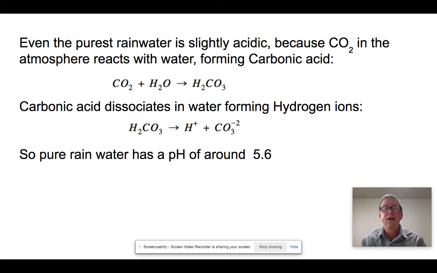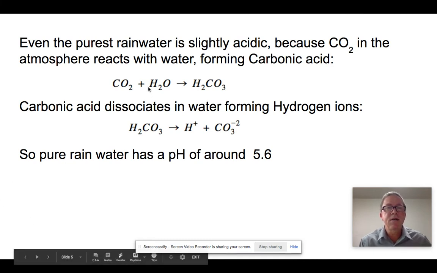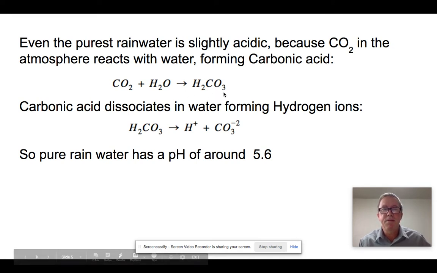And here's why. Carbon dioxide is a compound that is present in the atmosphere, and carbon dioxide reacts with water. So when carbon dioxide interacts with water, it forms carbonic acid, H2CO3. And this dissociates, forming hydrogen ions and carbonate ions. And I haven't balanced this. It actually produces 2 of these and 1 of these.